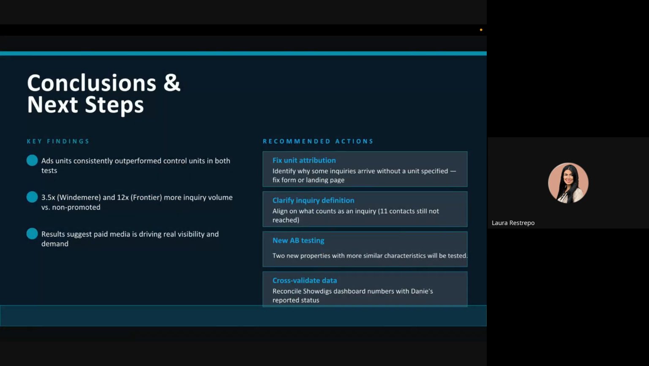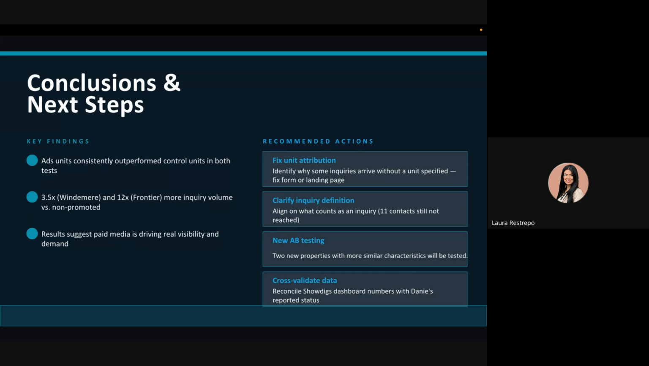And basically, some conclusions: the ads units consistently outperform control units in both tests. You can check in the charts, 3.5 times more in Windomer and 12x in Frontier, if you compare the inquiry volume versus not promoted. The results suggest that paid media is driving real visibility and demand. Something important to understand is the attribution. We have an important percentage of inquiries that are not unit specific, so we don't know how we can attribute that percentage to advertising or not.